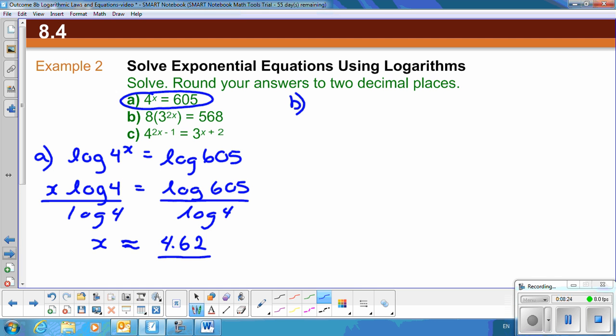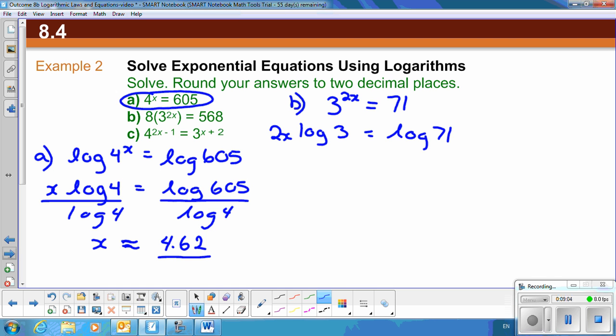Part B. So starting with 8 times 3 to the power of 2x equals 568. First thing that I'm going to do is divide both sides by 8. Leaves me with 3 to the power of 2x on the left. And on the right, 568 divided by 8 is just 71. Now we can take the log of both sides. So this becomes 2x times the log of 3 equals the log of 71. So I've used my law of logs there as well.